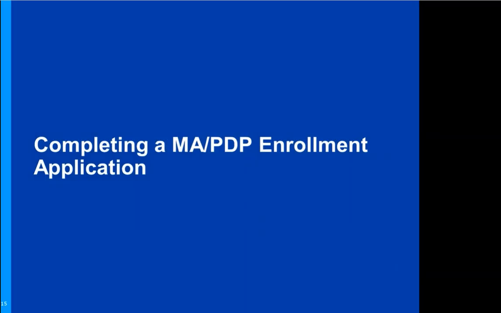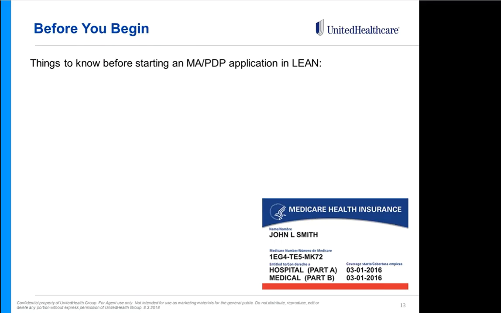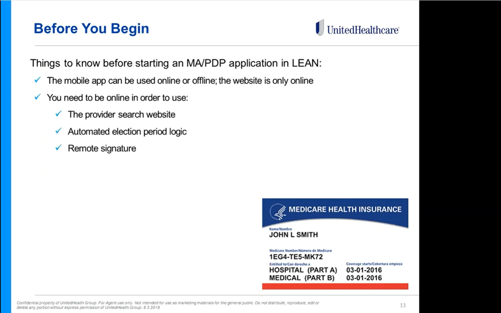So let's go ahead and walk through an application for an MA PDP plan. Before you begin, there are some things to know before starting an MA PDP application in LEAN. The mobile app can be used online or offline. The website is only online. You need to be online in order to use the Provider Search website, automated election period logic, and Remote signature.